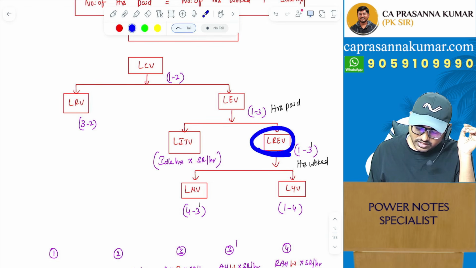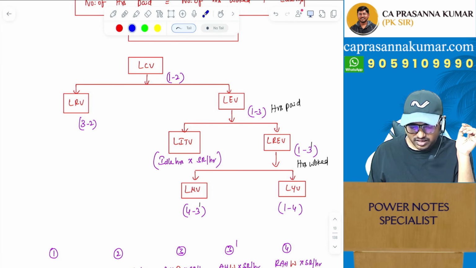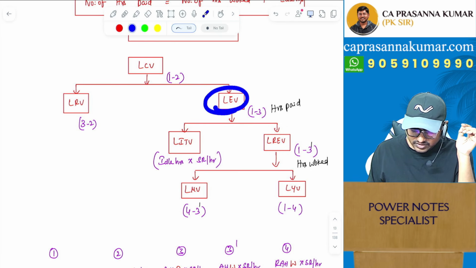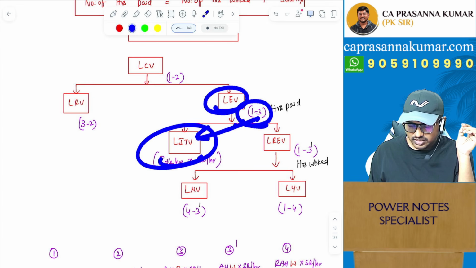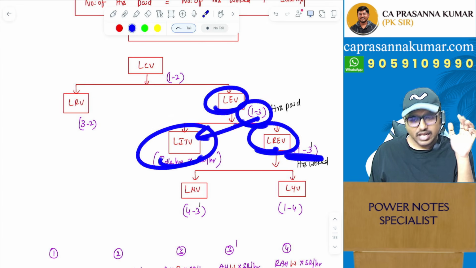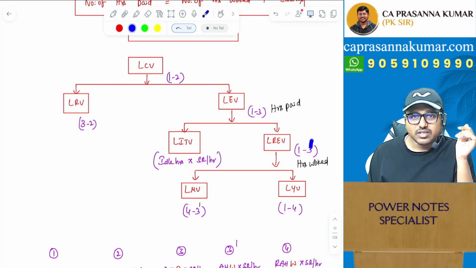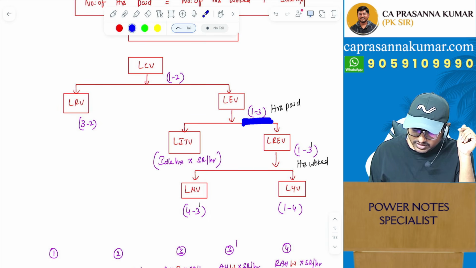Then what about revised efficiency variance? Exactly the same formula. Sir, labor efficiency variance is 1 minus 3. Out of that, you have already removed idle time variance. Then revised efficiency variance is also 1 minus 3. But as you can see, I've put a dash over here. Sir, what is that, sir? This is 1 minus 3 dash.